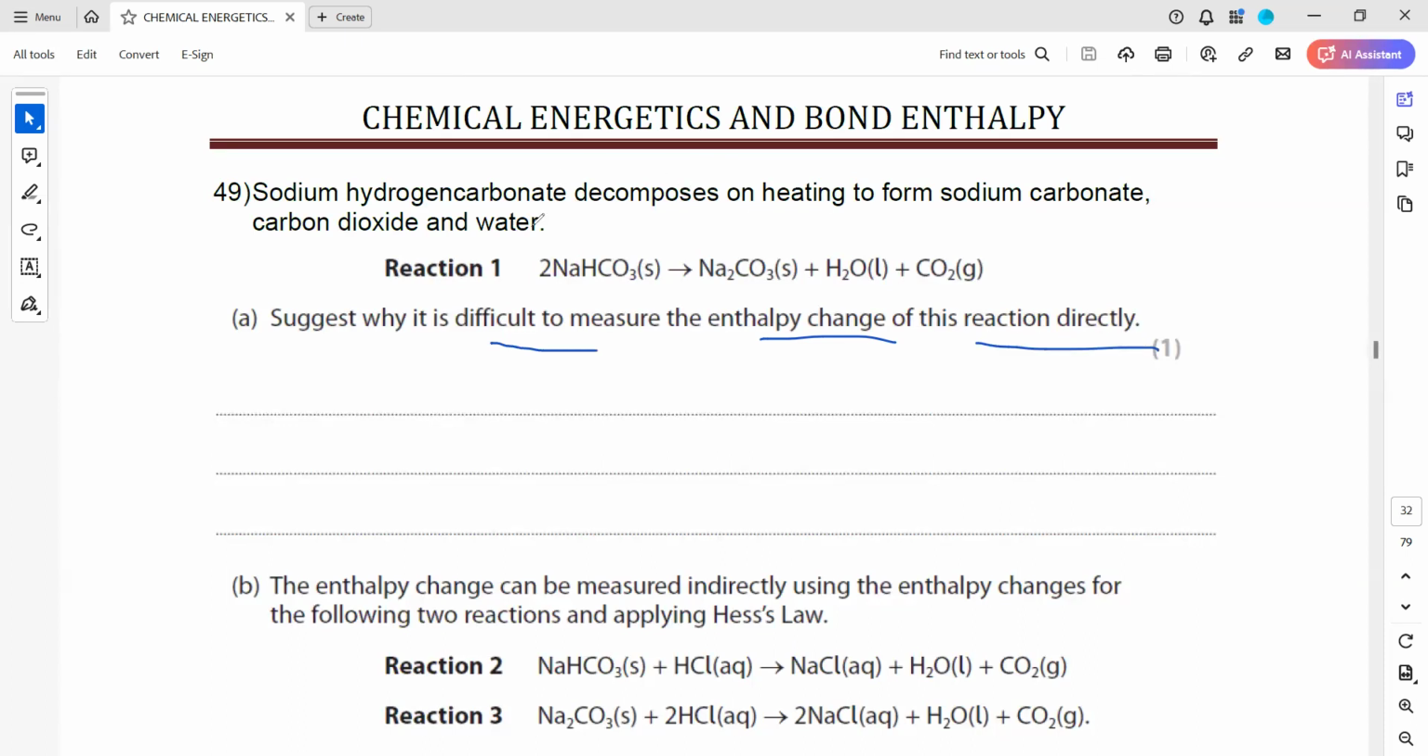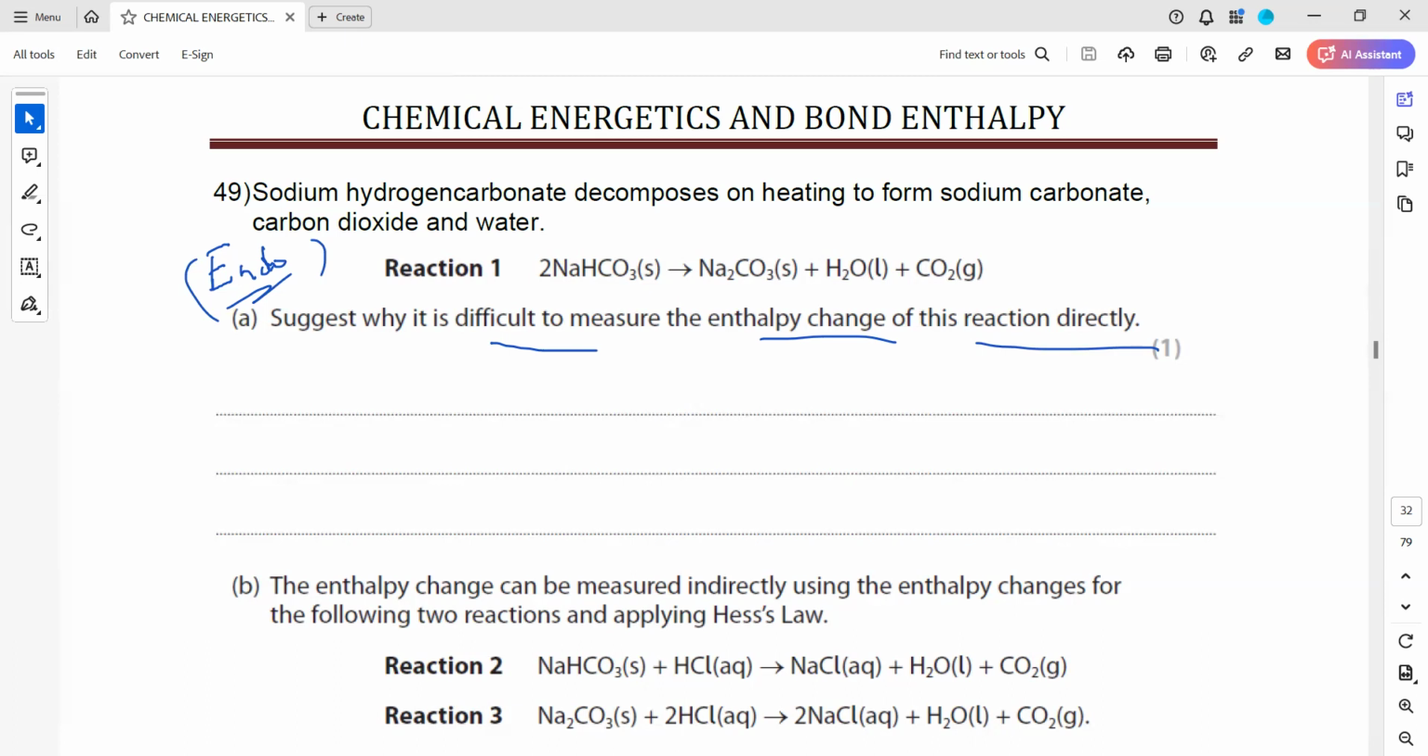Remember, for reactions which are endothermic, it is really difficult to know how much energy is needed, because this is an endothermic reaction. So when the reaction is endothermic, we have to continuously supply the energy and we have to decide when the reaction will complete. So that is a difficulty.